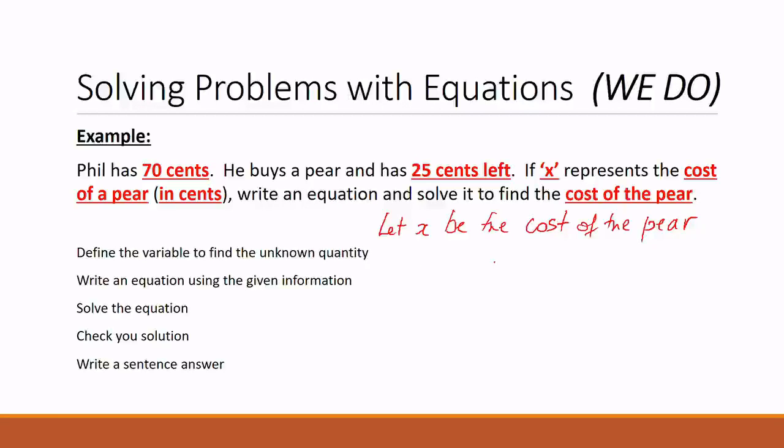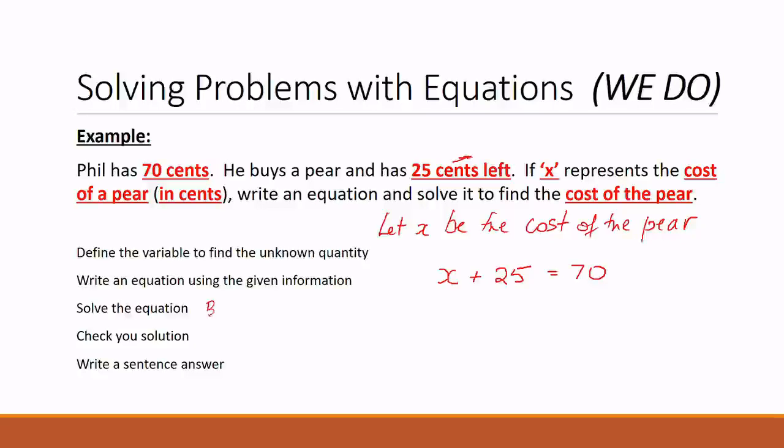And my equation is going to look a little bit like this. I'm going to start with the cost of the pear, and then I'm going to have what's left in his pocket. It's 25 cents. So 25 cents is left in Phil's pocket. Now you should know that the cost of the pear plus the 25 cents would get you back to the total that he started with, which was the 70 cents. So that's my equation.